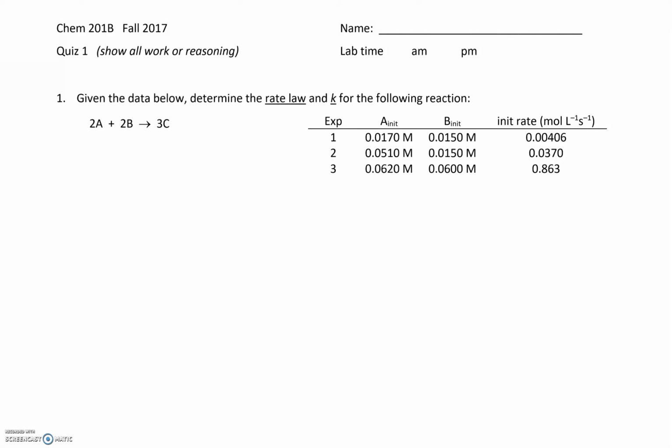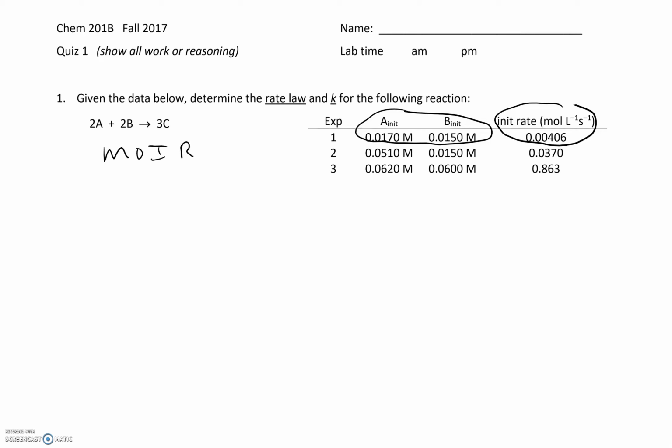Hello, I'd like to go over the first quiz, the practice quiz we took with you, so you all know how to get the correct answers and solve the problems. The first question has to do with determining the rate law based on some information that you're given. You're given initial rates and initial concentrations of the reactants. This means it's a method of initial rates problem.